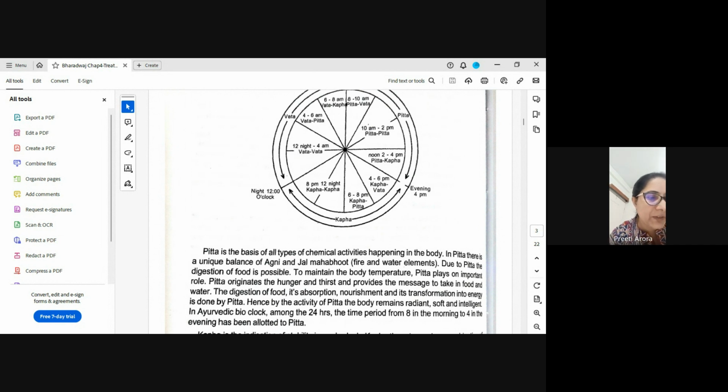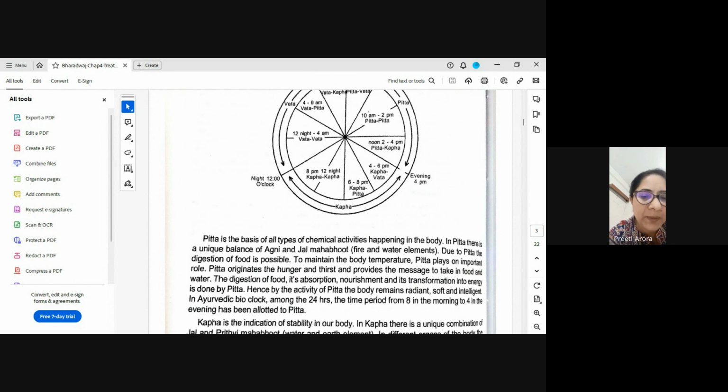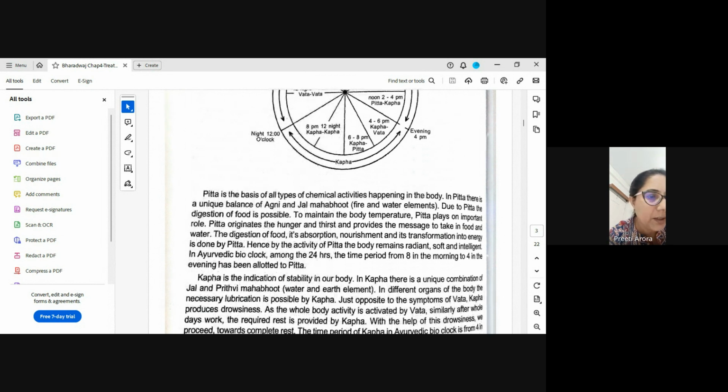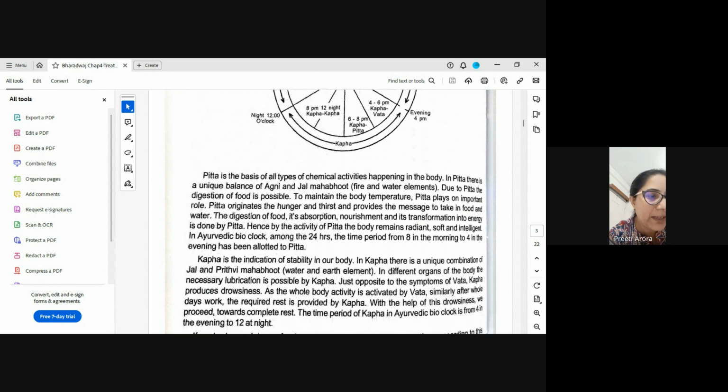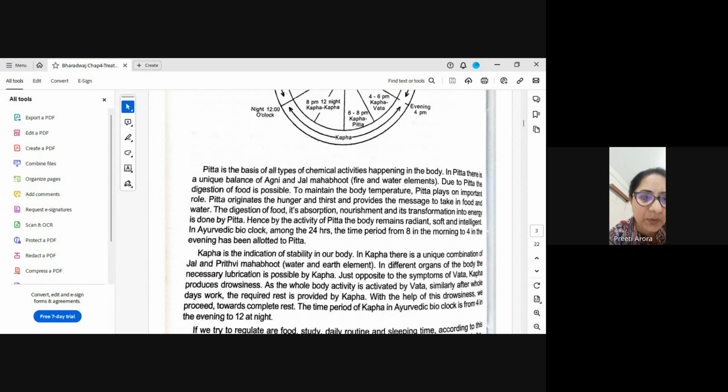Now next you have the Pitta time. After 8 a.m. to 10 a.m. is the Pitta time. Now Pitta means digestion, like I said. So this is the best time. From 8 a.m. to 10 a.m. is the ideal time for your breakfast.